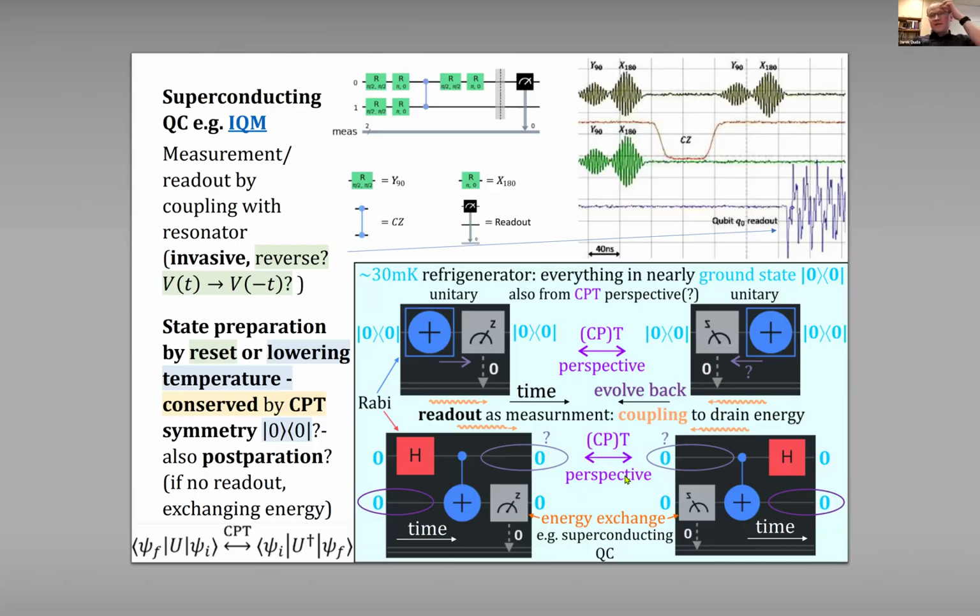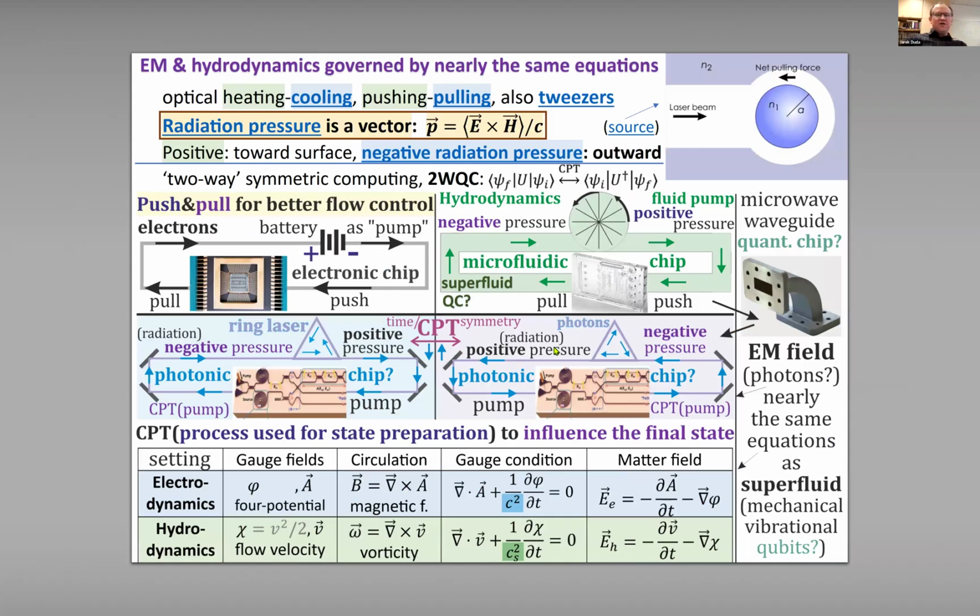Another example of realization is based on the similarity between hydrodynamics and electrodynamics. They are governed by very similar equations, especially if having a superfluid which has no viscosity. We usually think about optical heating with lasers, but there is also optical cooling. We think about pushing, but there is also cooling. There are tweezers. And finally, there is radiation pressure, which is a vector.